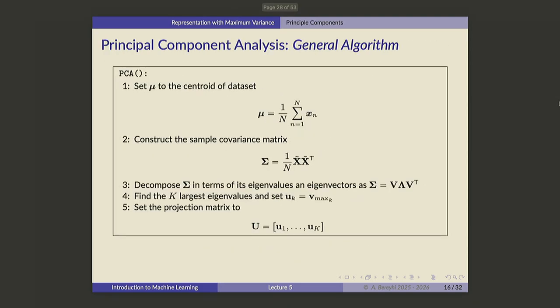So this is going to be the algorithm. You compute mu to be the average, the sample mean. Then you compute the sample covariance. You do the decomposition. Then for the k, which is given to you as the size of your compression, you set every single component uk in your compression matrix to be the principal component k. Questions? No question?